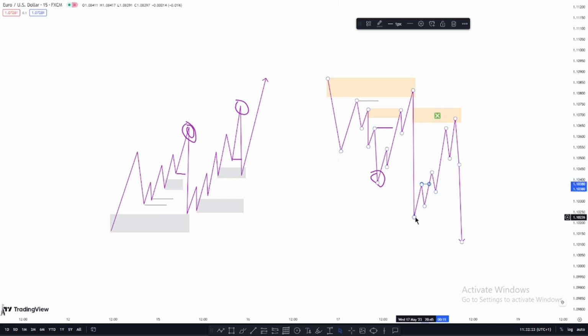For this low to be confirmed as a valid low, it has to take out this first internal structure high. This is your first internal structure high here. And as you can see, price didn't get there. Rather, it now went down.